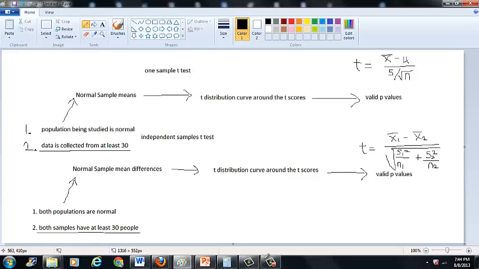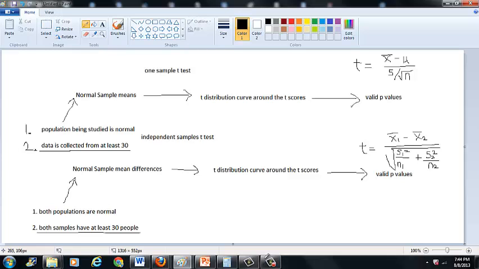Hi, I just needed to add a few more terms to this outline that I made in one of my other videos. Right here you have the t-score of a one-sample t-test. This is the formula for the t-score, which is the test statistic.